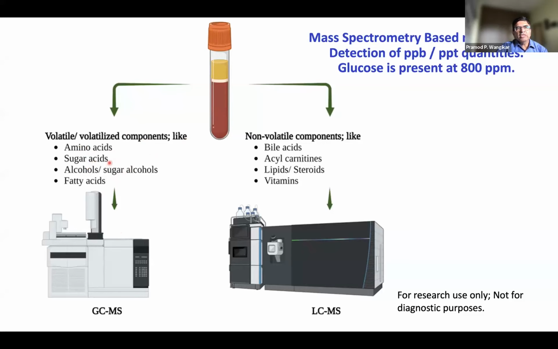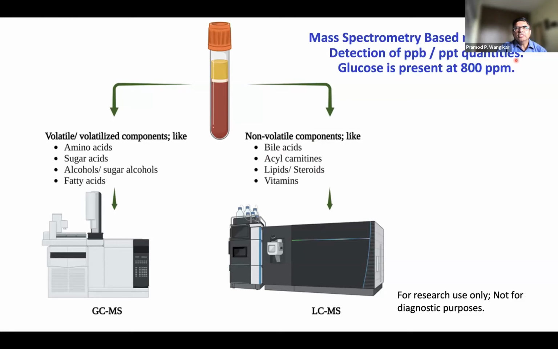GCMS also provides advantages in being able to separate isomers. Leucine, isoleucine can be separated. Various C6 sugars can be separated, and so on. LCMS, on the other hand, can be used for compounds that are not volatile: bile acids, acylcarnitines, and so on. And in fact, with LCMS untargeted methods, we can easily see 500 to 600 compounds. The mass spectrometry methods can also detect ppb or ppt level of concentrations.